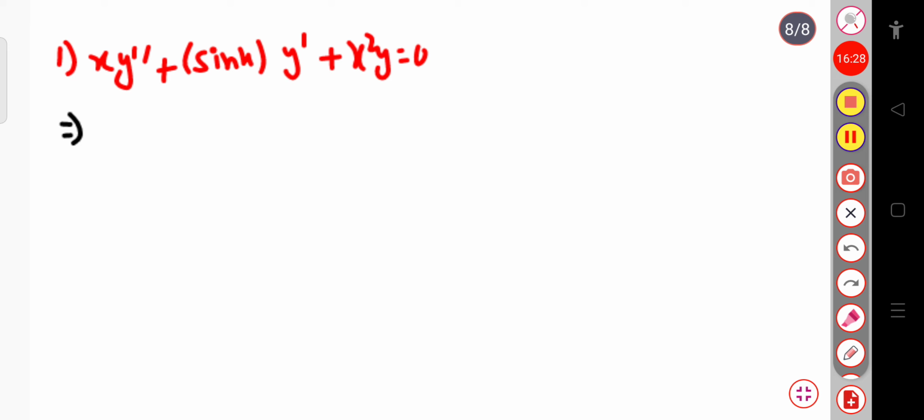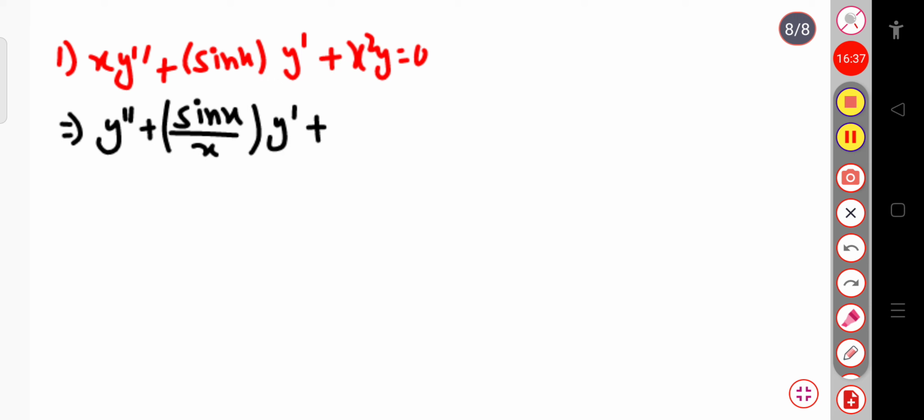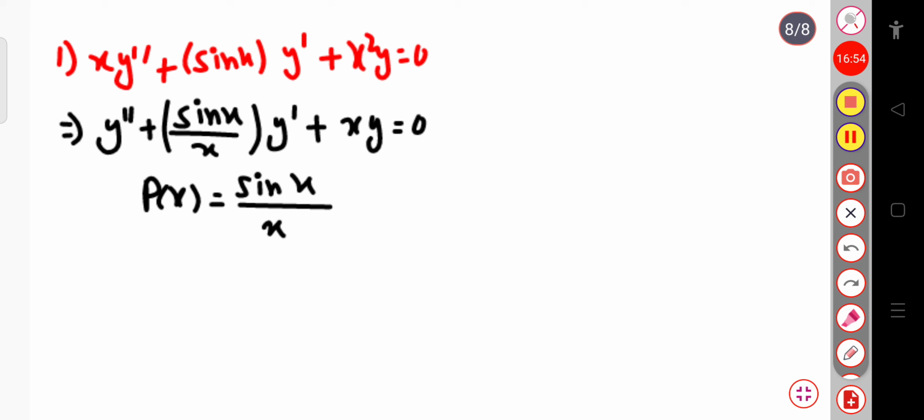So this will be y double prime plus sin x divided by x into y prime plus x square divided by x, that will be x y, that is equal to 0. Simply we have divided the x term throughout the equation. Now here you can see the value of p of x equals sin x by x, that is the coefficient of y prime, and the value of q of x equals x.